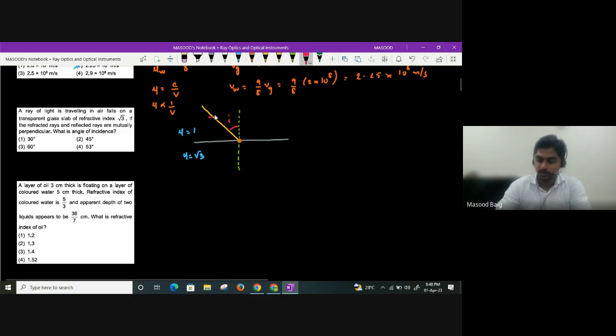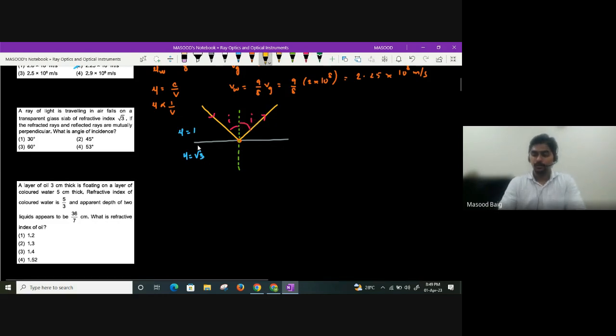Now please try to understand, is the incident ray traveling from rarer to denser or not? Because it is traveling from rarer to denser, some part of it will get reflected, some part of it will get refracted. Usually we study refraction separately, reflection separately. Now this will behave as a denser medium. So whenever light is incident at a denser medium, a part of it will also get reflected. Angle of incidence should also be equal to the angle of reflection. This will again be I only.